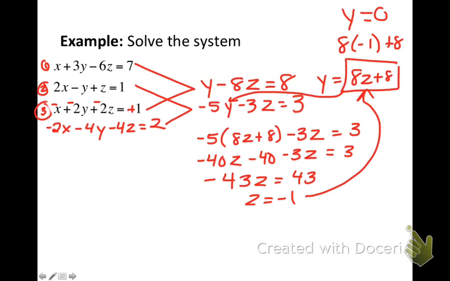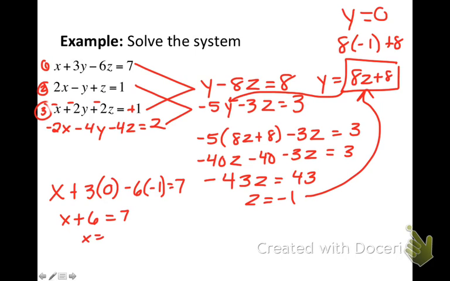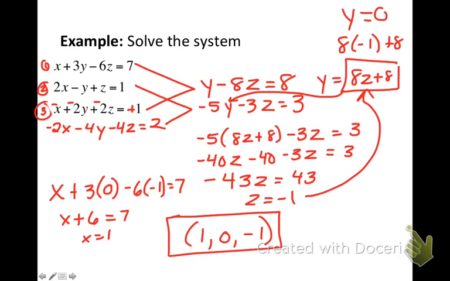I've got a y. I've got a z. I need to get an x. Go back to one of the originals. 1, 2, or 3. Which one do you like the best? I personally liked 3 because it was smaller numbers, but we can go back to 1. So we're solving for x. That's going to stay an x. 3 times my y, which we said was 0, minus 6 times my z, which is negative 1, is equal to 7. So we get x plus 6 equals 7, so x is equal to 1. So my ordered triple is going to be 1, 0, negative 1.